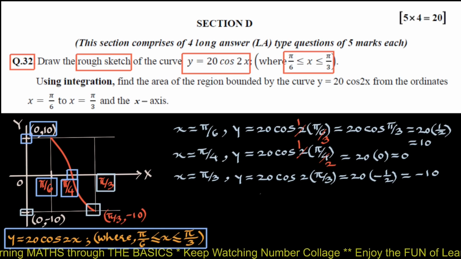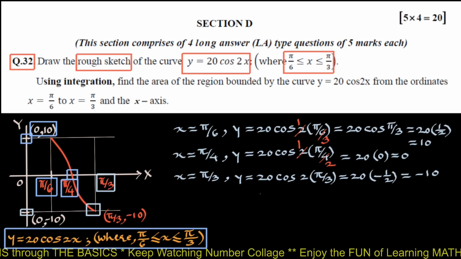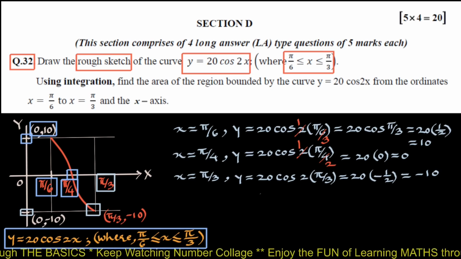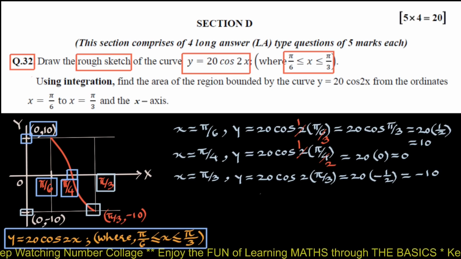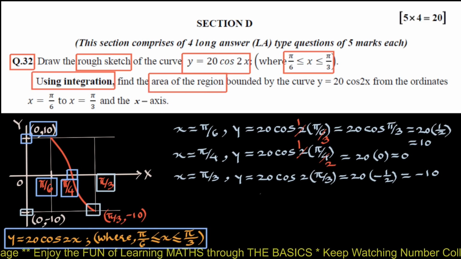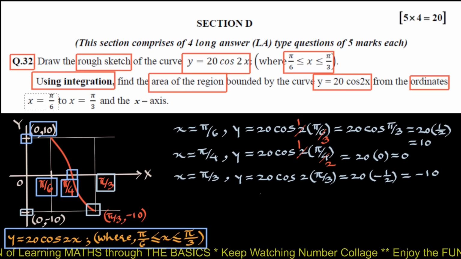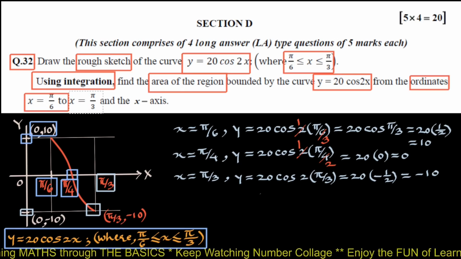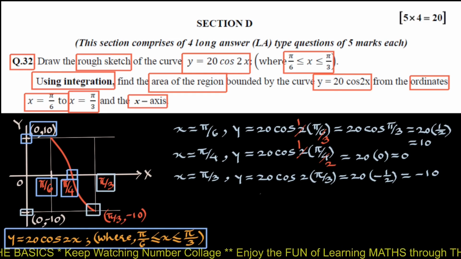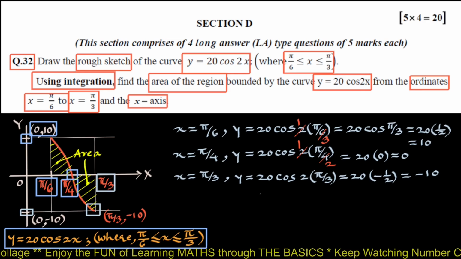A smooth curve passing through these 3 points gives us the rough sketch of the curve y equals 20 cos 2x. Next, using integration, we have to find the area of the region bounded by the curve, the ordinates x equals pi by 6 to x equals pi by 3, and the x-axis. So this is the required region of which we have to find the area.